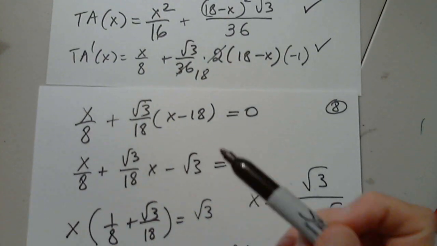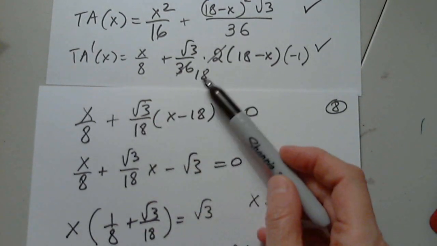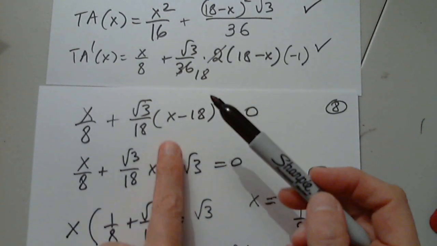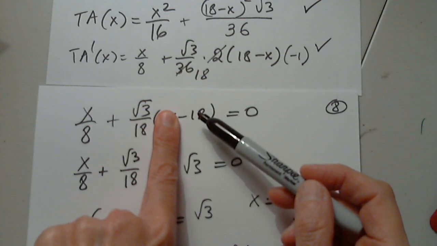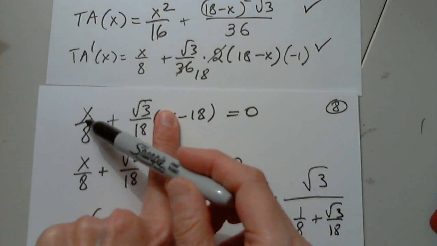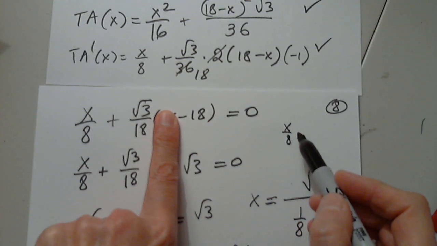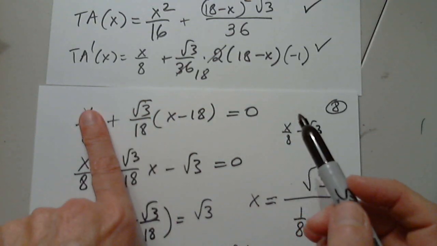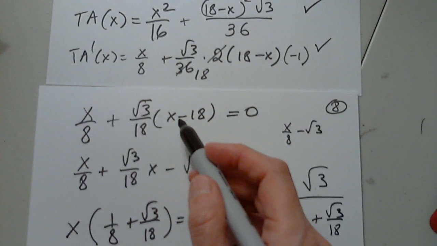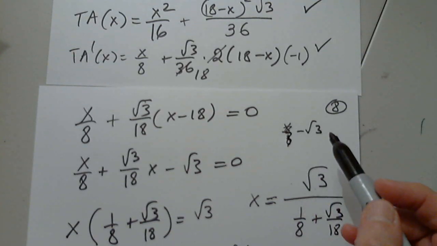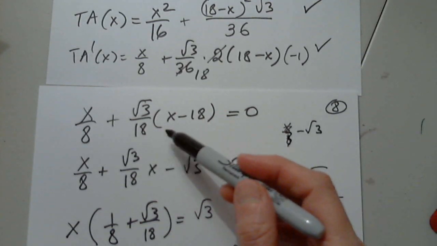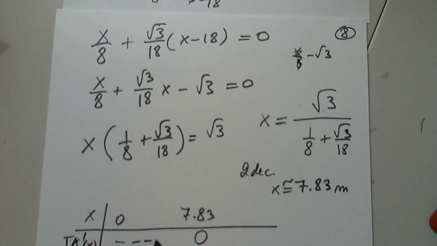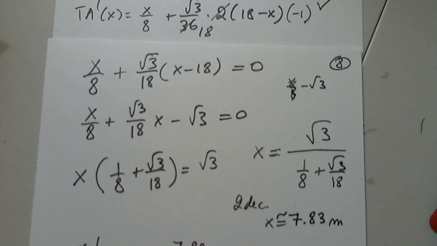My goodness, how do I study the sign of this? Let's see. Okay, for 0, I have x over 8 minus the square root of 3, and this is 0. Okay, so 0 here, 0 here. So it's negative. The maximum is 18. And this is positive.